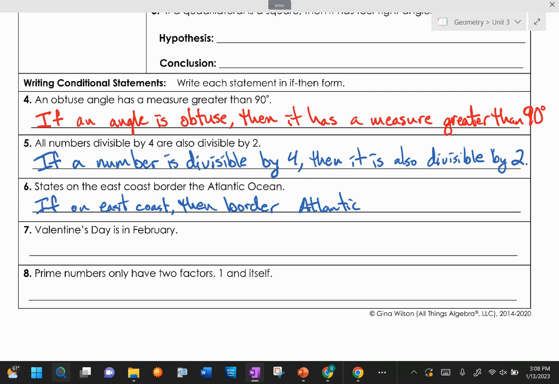Okay. Number 7, Valentine's Day is in February. FYI, it's coming up. And for some of you, well, no one in this class, I think it'll matter, but parent-teacher conferences are on Valentine's Day this year.